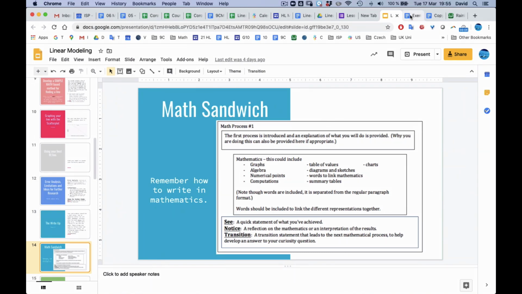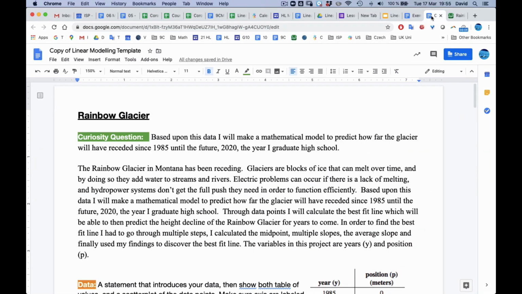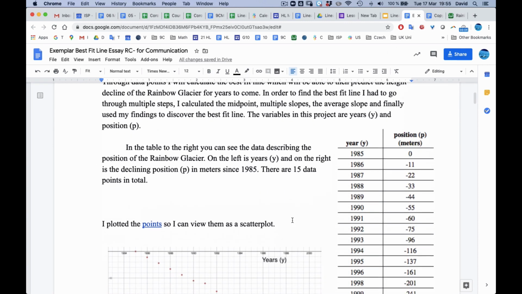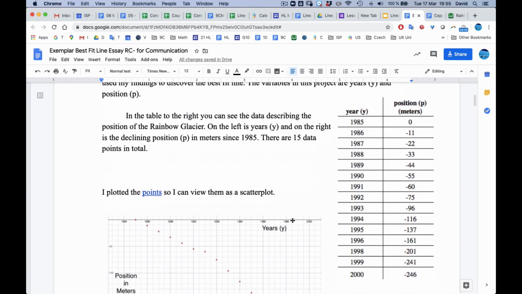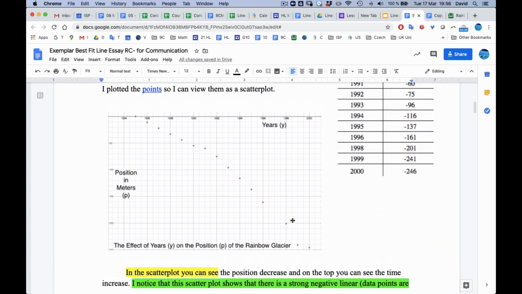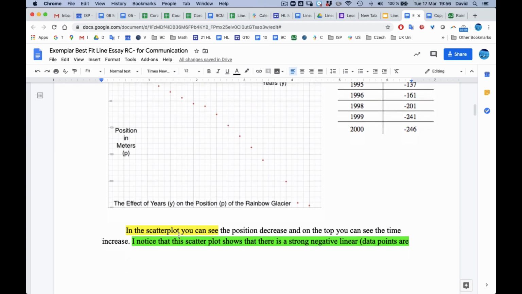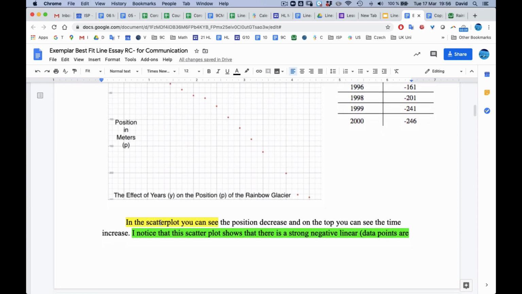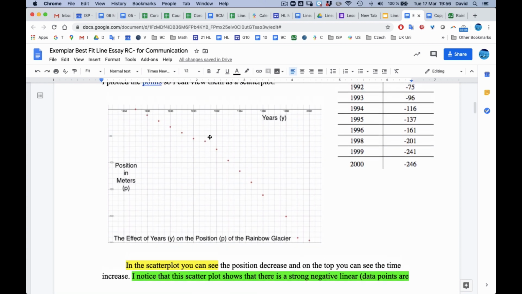And so if we look at our exemplar, our Rainbow Glacier, so we've got our data. Here I've introduced my data. I plotted the points so I can see them in a scatter plot. And here, this is the see. Notice the yellow part. In the scatter plot, you can see the time increase, and as time increases, the position decreases.